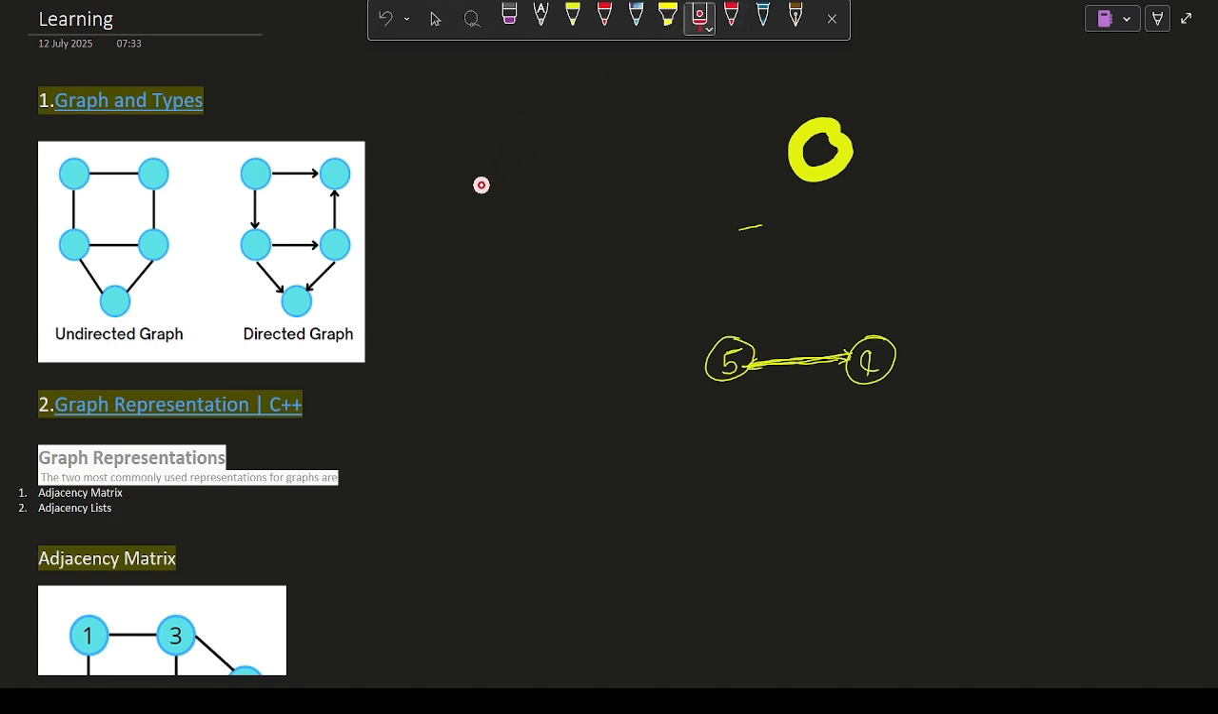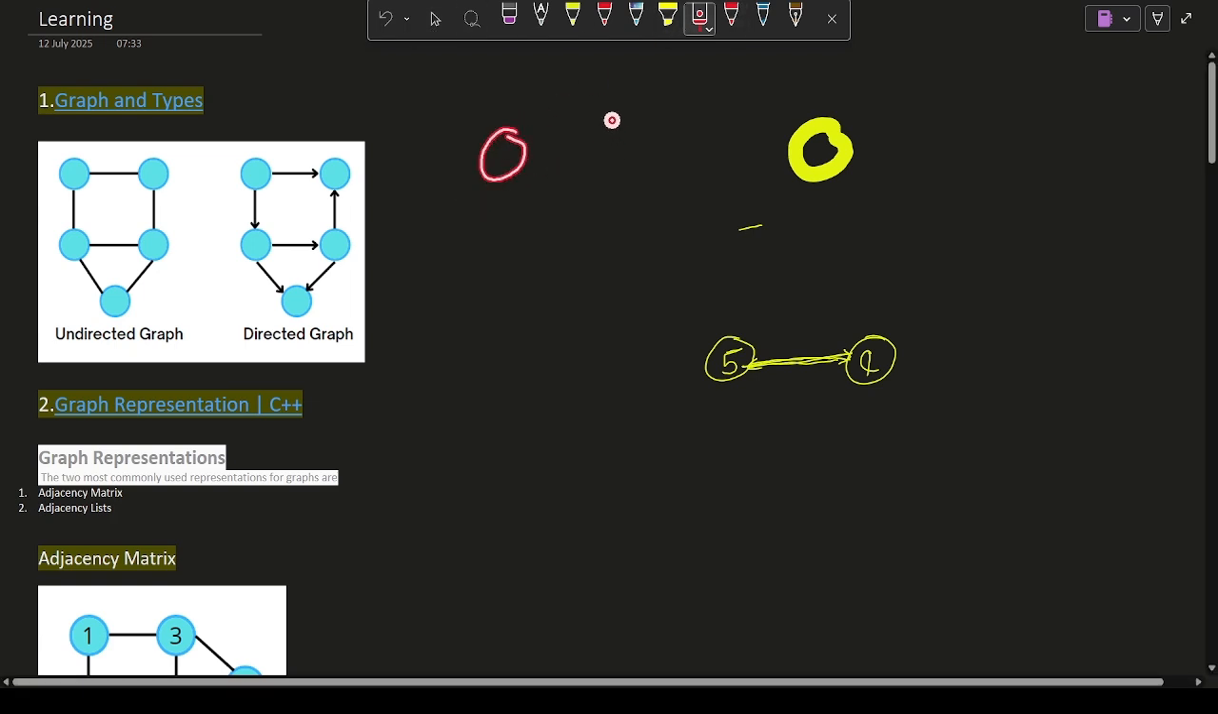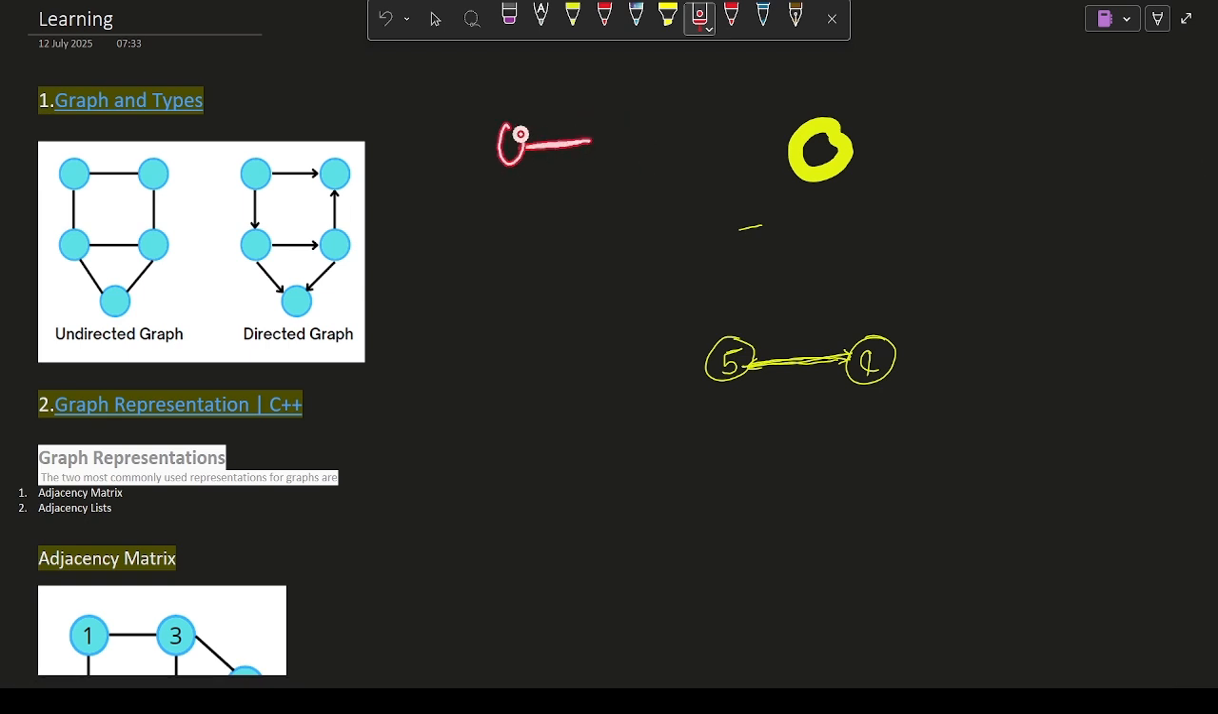So a graph is a combination of nodes and edges. Suppose these are two nodes and they are connected by an edge. So this is a graph, and a single node is also a graph, and a combination of many nodes is also a graph. So there are two types of graph. One is an undirected graph and the second is a directed graph.